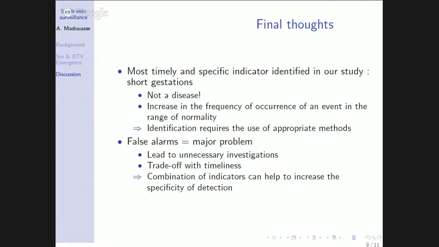So that was for the example, and I think what's interesting is to see how it would apply to the detection of consequences associated with the consumption of GM feed by cattle. In our study, the most timely and specific indicator was short gestations. Again, pregnancies that were a few days shorter than expected, so not in the range of normality.